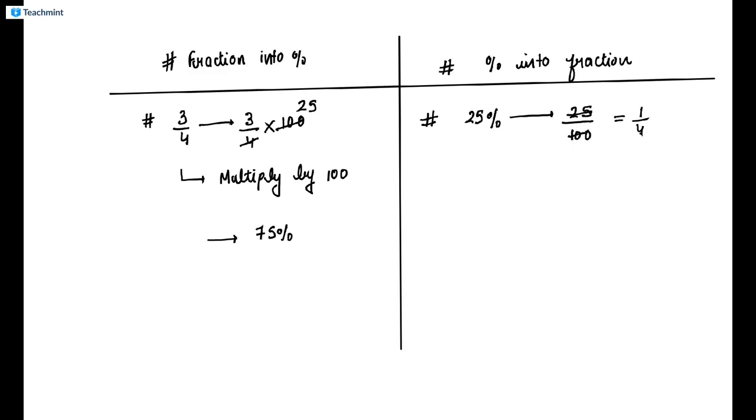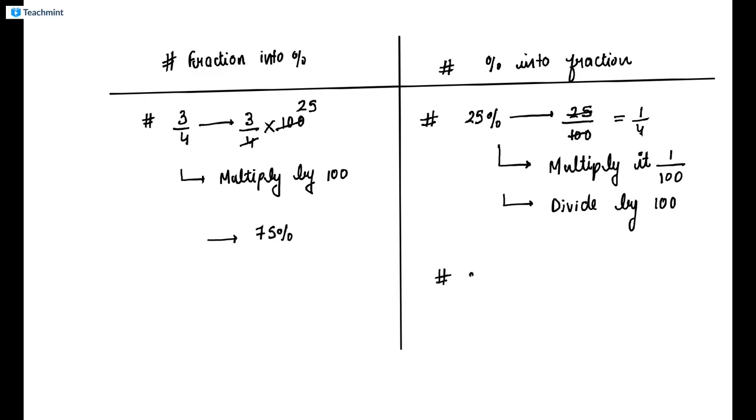So what are we doing over here? We are just multiplying the given number by 1 by 100. Is it clear? Or we can write it in the reverse format, divide by 100, right? Let's take another example over here also. One more example, 35%. What can you write? 35 by 100. In the simplest form, if you cancel it by 5, it will be 7 by 20.